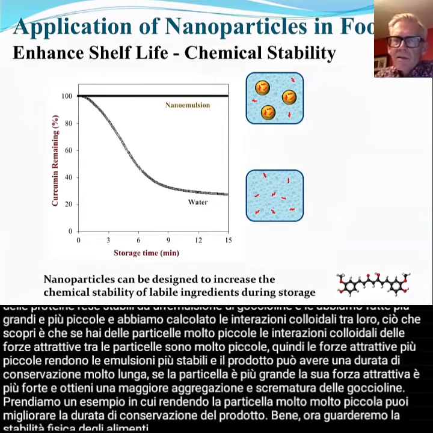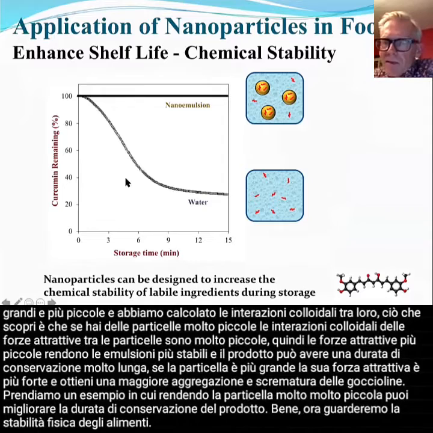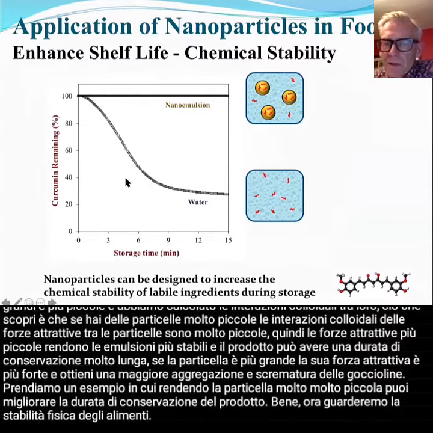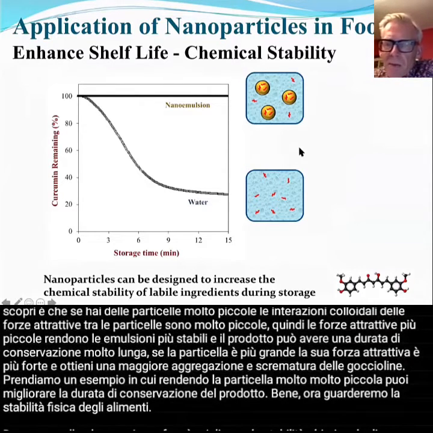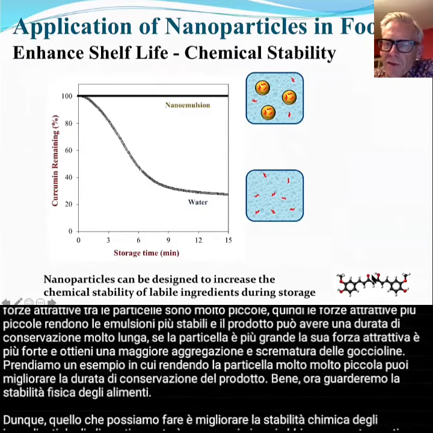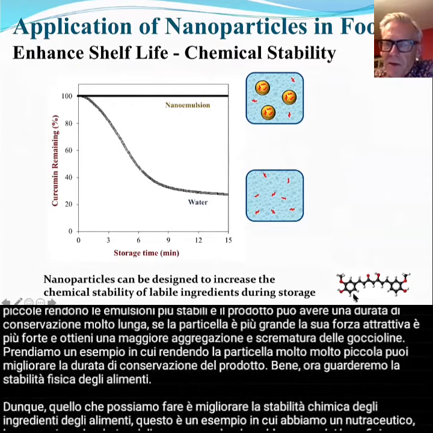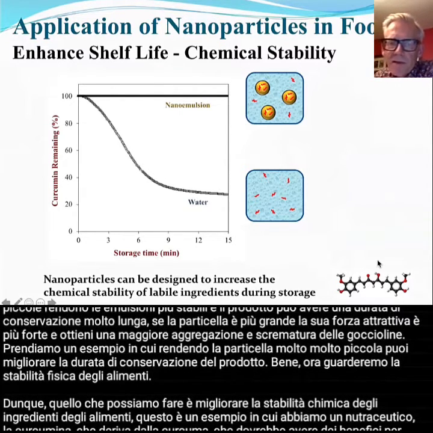So that was looking at the physical stability of foods. The other thing you can do is improve the chemical stability of food ingredients. So this is an example where we have a nutraceutical called curcumin, which comes from turmeric, which is supposed to have lots of health benefits.